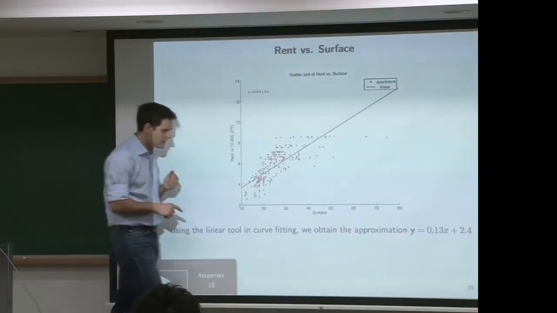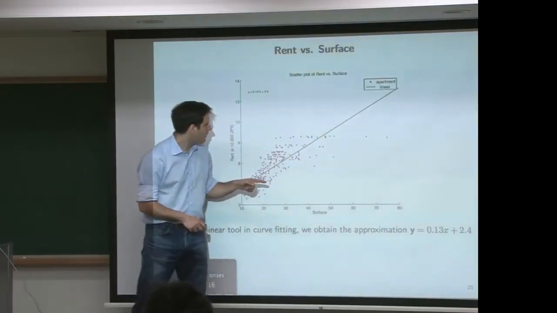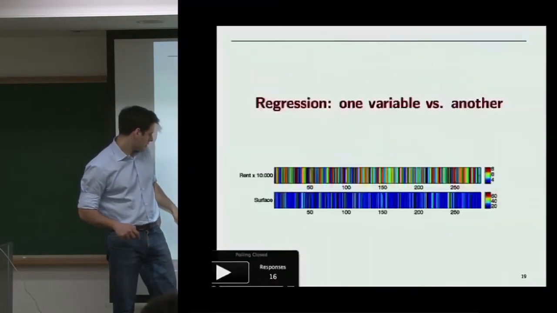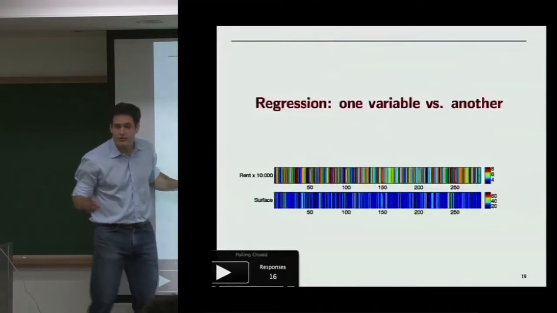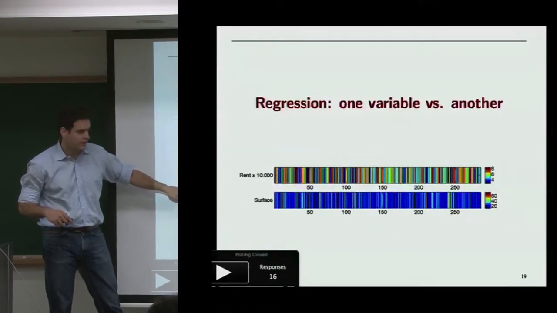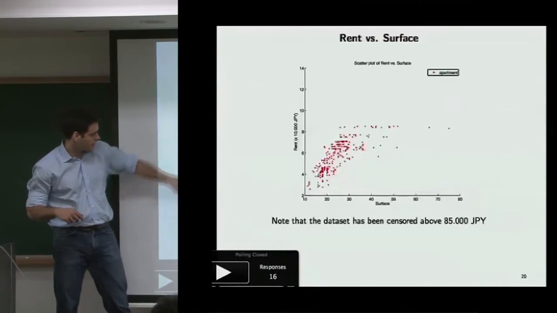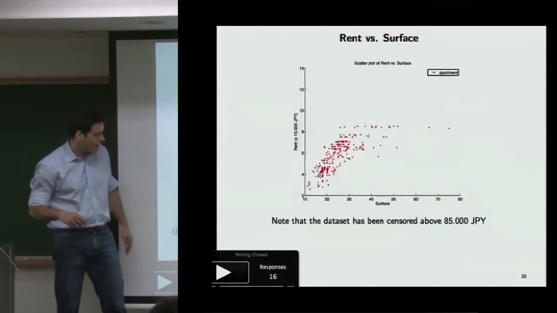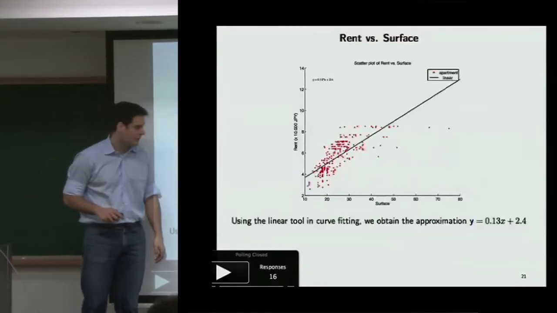I think in this slide, I have renormalized the rent. Sorry, I've done a bit of a tweak here. It's in man. Okay? So this is not thousands of yen, but it's 10,000s of yen. So the rent is between 0 and 60,000 yen. So if you just plot this here in 10,000s of yen, you have this formula.